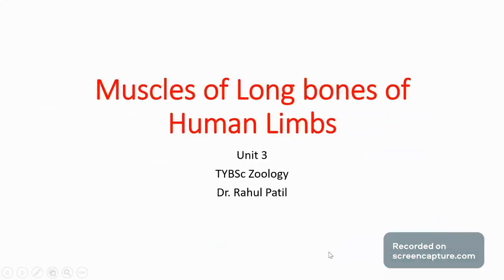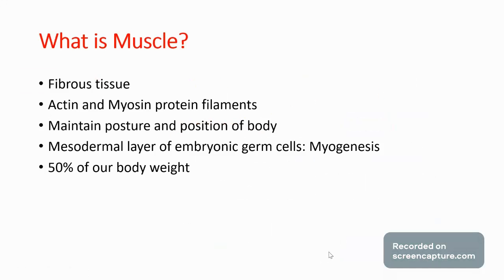Good morning, students. In this video, we shall study the muscles of long bones of human limbs. As we know, muscle is one of the types of tissue which help in movement of body parts as well as locomotion. The muscle is a fibrous tissue. The actin and myosin protein filaments are useful in moving our body parts. Muscles help to maintain the posture and position of the body.